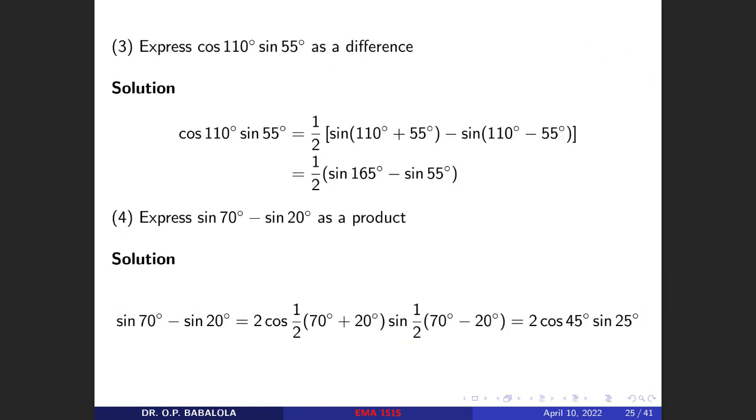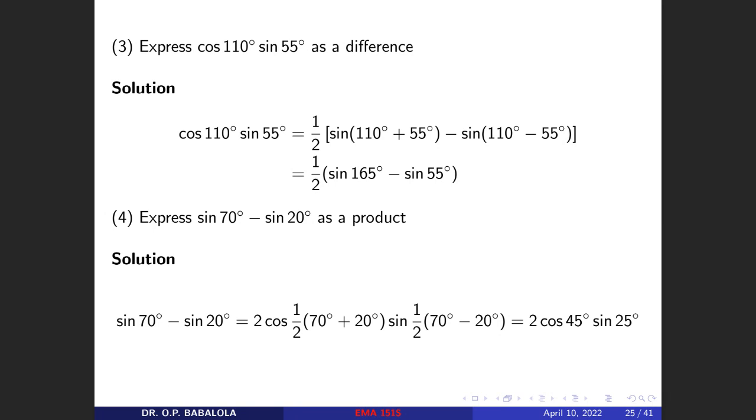Okay, so let's look at this. We want to express cos 110 degrees sine 55 degrees as a difference. What do we mean by as a difference? It means using the difference formula. Here we have two different functions, and we want to use the difference formula for it.